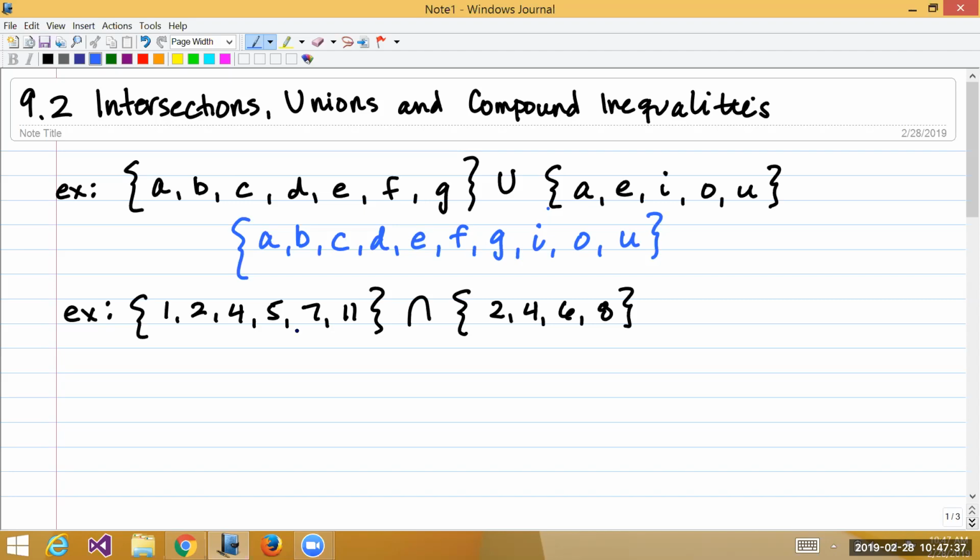Now in the second example, we want to do an intersection. This symbol represents intersection. An intersection means all elements that they have in common. So what do they both have in common? We see that they both have a 2 in common, and they both have a 4 in common. So the intersection of these two sets will be the set with elements 2, 4.